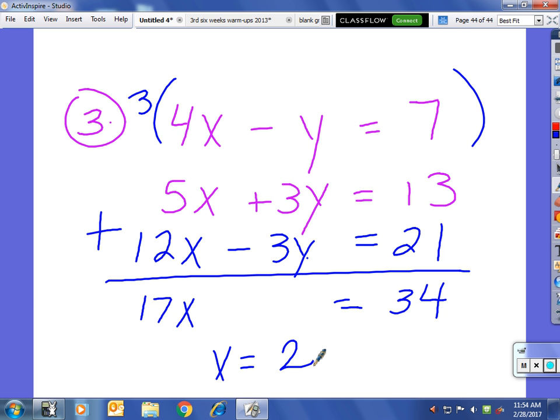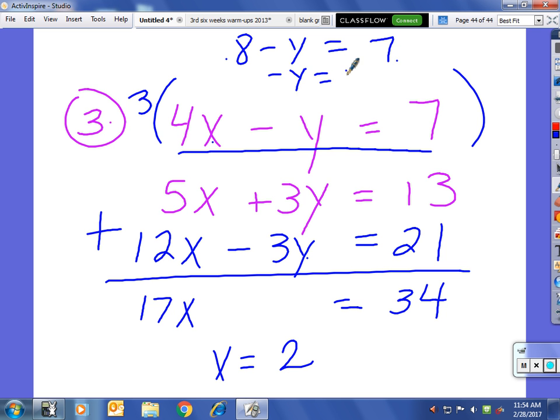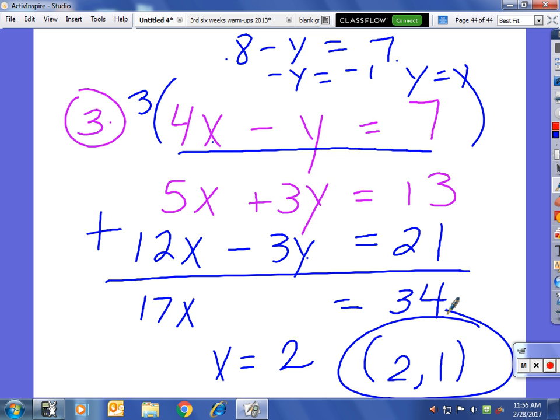1. I'm going to put 2 back into this original pink equation right here. I'm going to put 2 in for x. Now I would have 8 minus y equals 7. Subtract 8 from both sides. Negative y equals negative 1. And y would equal 1. So how would I write the answer? 2, comma 1. Because x was 2, y was 1. Right? Are we good with that?